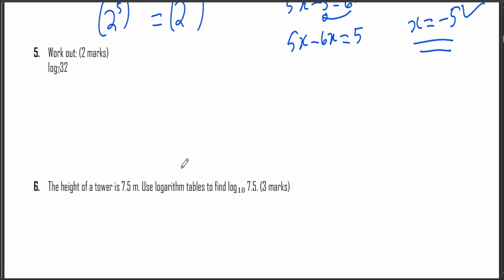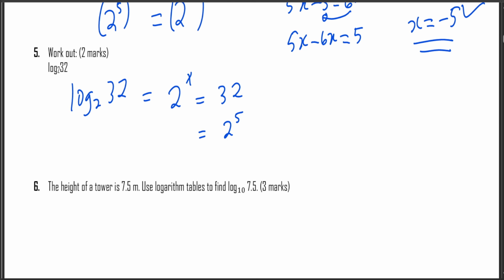Another question, work out log base 2 of 32. Now here you should ask yourself, 2 to the power of what gives 32? That is when you need to write it in index form. So 2 to the power of x is equal to 32. Okay, now we said already that 32 is 2 to the power of 5.